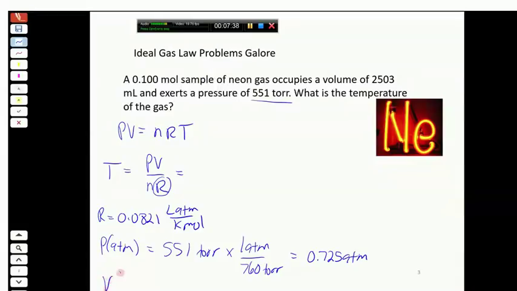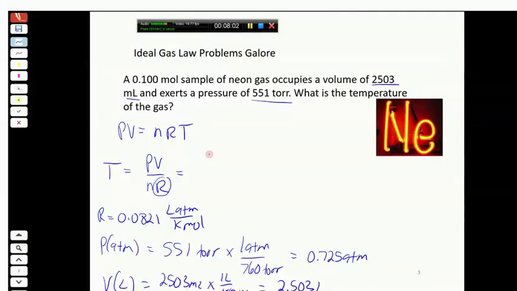And then our volume needs to be in liters. We're giving you a volume in milliliters, 2503, so we have to convert that into liters. So it's going to be 2.503 liters. And our temperature is what we're solving for. That's going to be in Kelvin once we insert the units correctly.